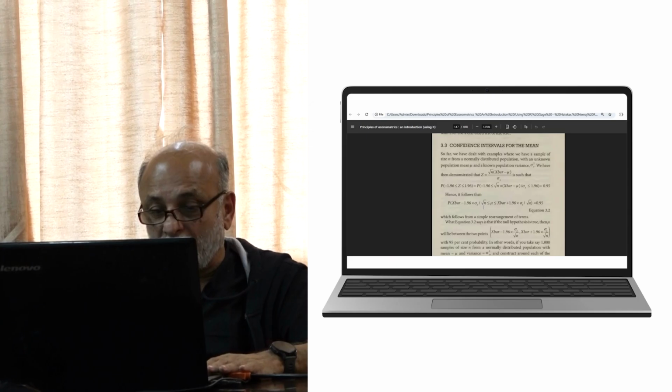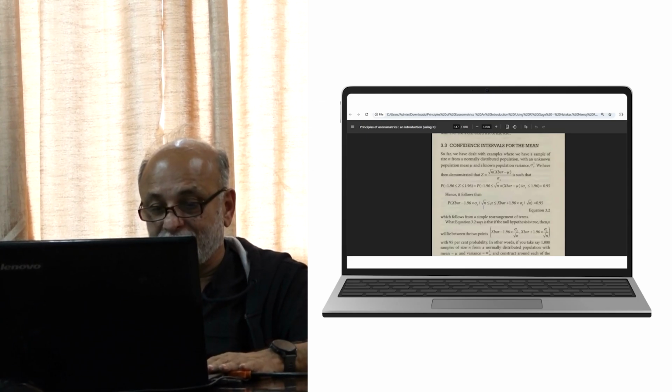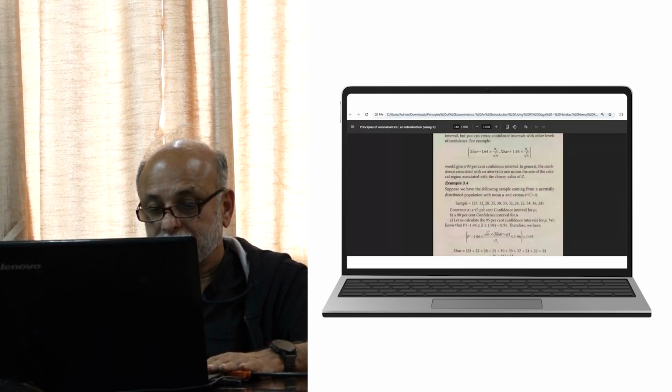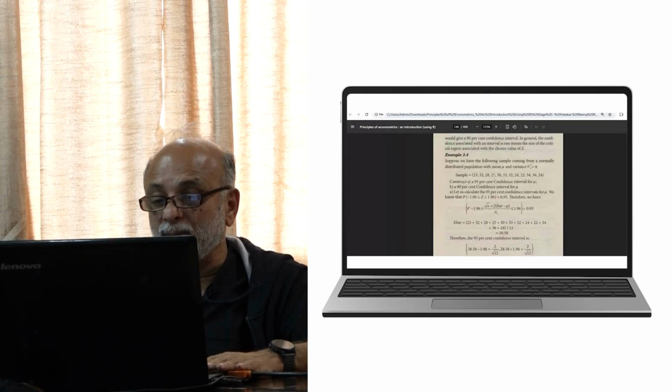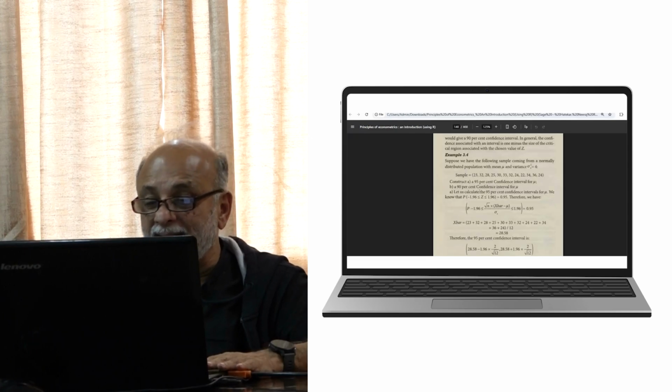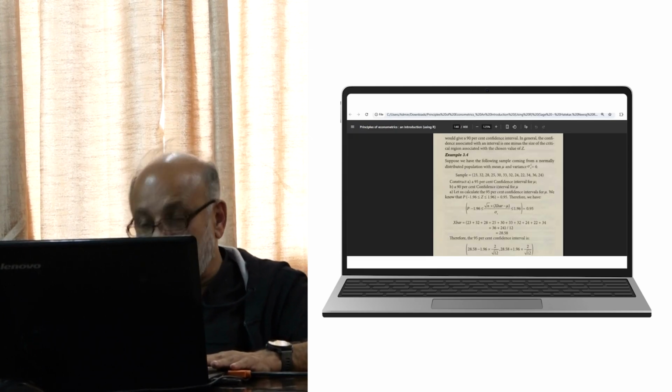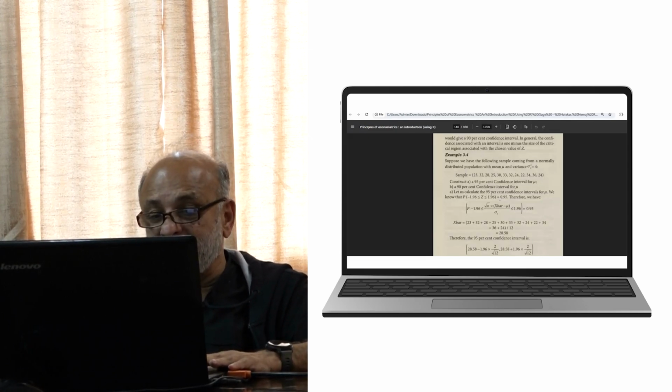So that's how you create confidence intervals, right? For example, if you have this data, 23, 22, etc., construct a 95% confidence interval and a 90% confidence interval. How do you construct a 95% confidence interval?